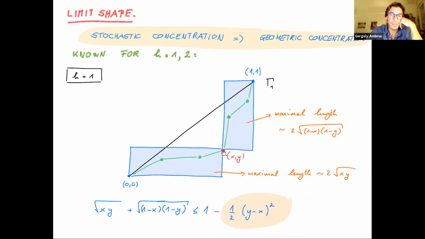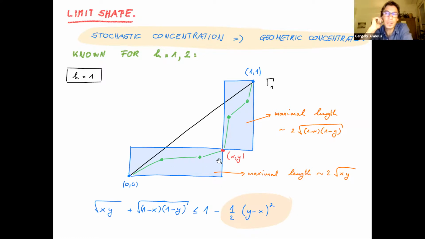Well, then this point xy cuts the chain into two parts, namely the part from 0,0 until xy, and from xy to 1,1. And because of the observation earlier, the first part of the chain is in this lower left rectangle, and the second part of the chain is in this other rectangle.